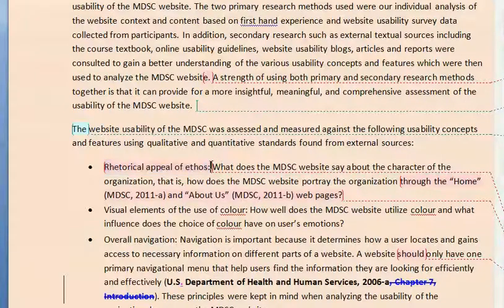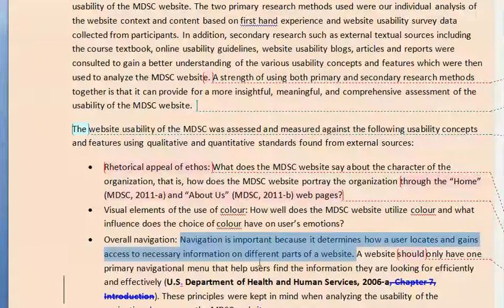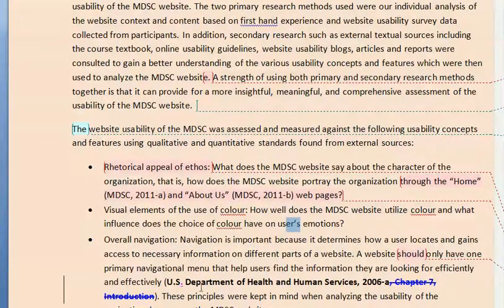This should be as parallel as possible, and you'll notice that a lot of these are about focusing on the MDSC website, which is very user-centered, and that's very nice in terms of the readers of the report. And they've used particular questions here on bullet 1 and 2. But then here they take a completely different approach and say navigation is important because, right? And so whatever approach you choose, or if you're going to define navigation first before saying why it's important, whatever form you choose, try to make it parallel as you explain what these concepts mean. There's a little error there.